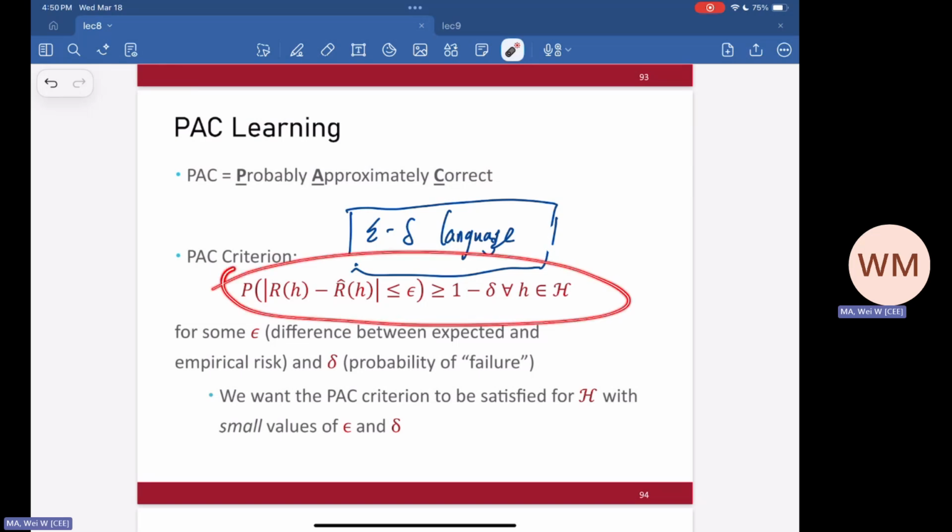This basically says that for some epsilon, you can have some probability that you can define a delta such that these two are very close. So basically, epsilon delta language is to help you translate some description to mathematical equations.